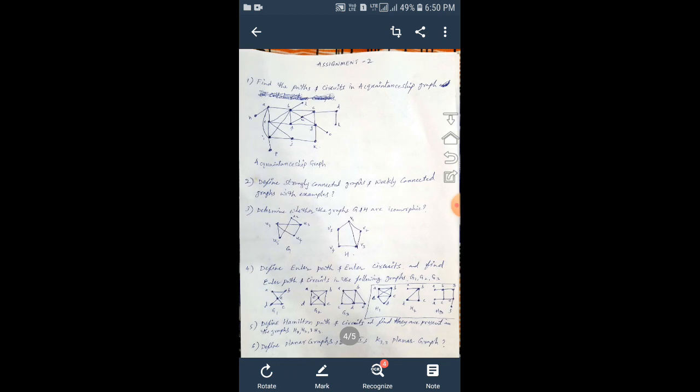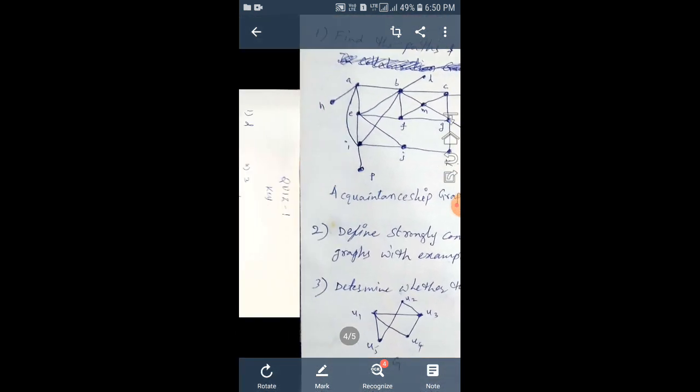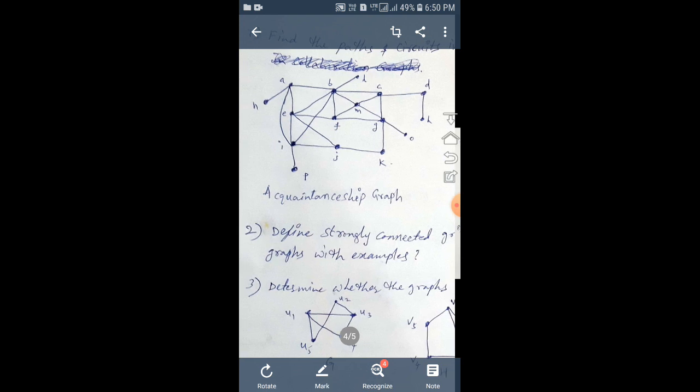I will read clearly all the questions. Find the paths and circuits in an acquaintanceship graph. So the graph is given like this. This is the acquaintanceship graph with the vertices A, B, C, D, E, F, G, H, I, J, K, L, M, N, O, P. All these are vertices and edges are also given. For this you have to find the paths and circuits. Every path and circuit you have to find out here.